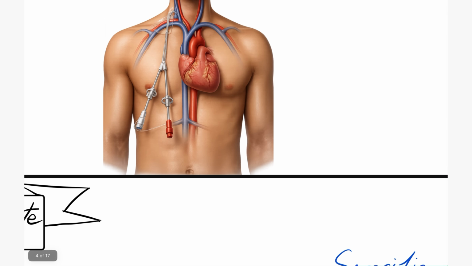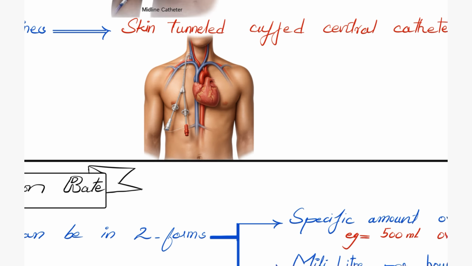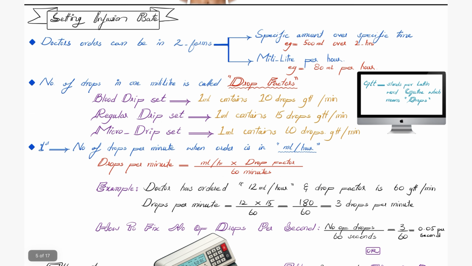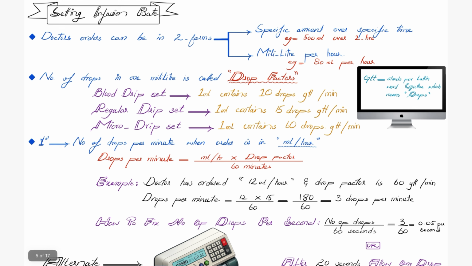Well, this is a very confusing topic for most doctors. How to set the infusion rate? Doctors can order the infusion rate in two forms, like a specific amount over a specific time. For example, the doctor says 500 ml over 2 hours, or the doctor can order milliliter per hour. Like he can say that you have to do the infusion of this normal saline at the rate of 80 milliliter per hour. So this is how you should set the infusion rate so that the doctor's order can be fulfilled.